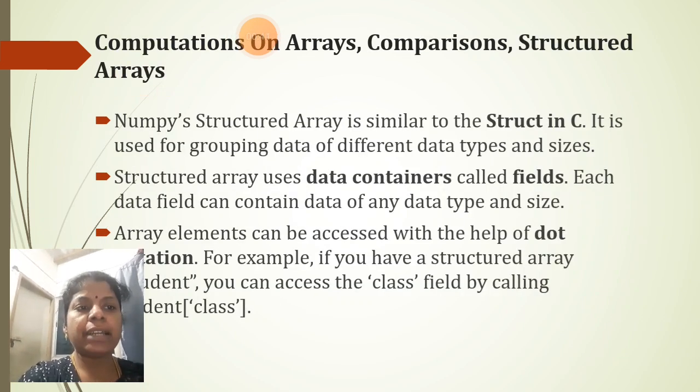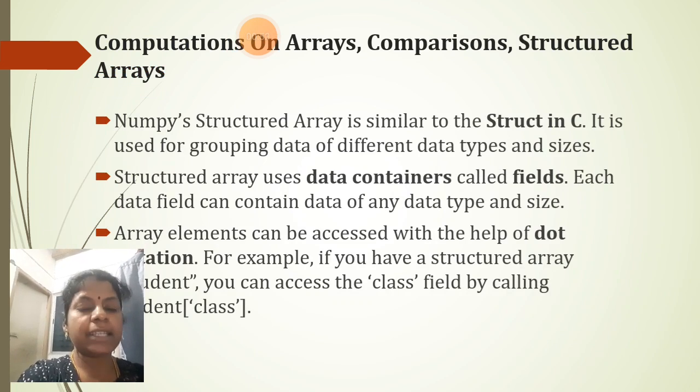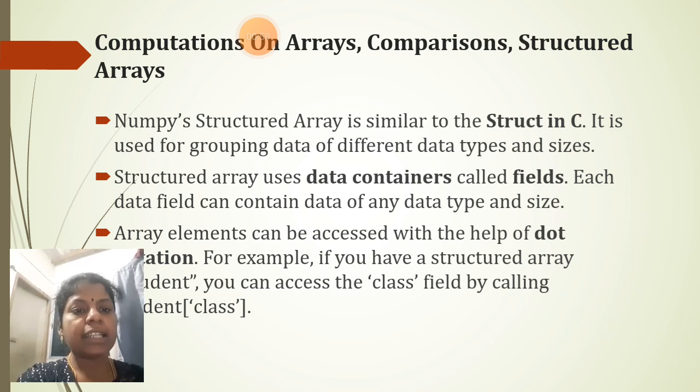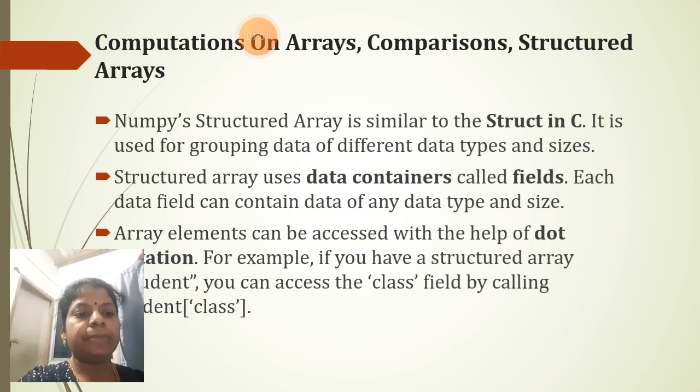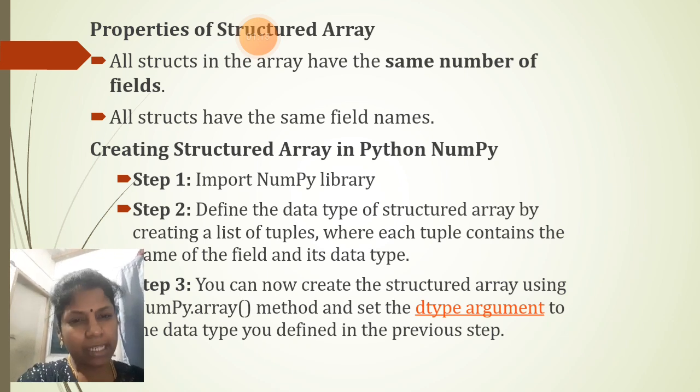Computation on arrays, comparisons, structured arrays. NumPy's structured array is similar to the struct in C. It is used for grouping data of different data types and sizes. A structured array uses data containers called fields. Each data field can contain data of any data type and size. Properties of a structured array: all structs in the array have the same number of fields, and all structs have the same field names. To create a structured array in Python NumPy, you have to import the NumPy library, then define the data type of the structured array by creating a list of tuples where each tuple contains the name of the field and its data type.